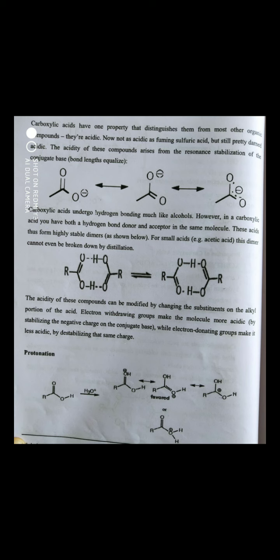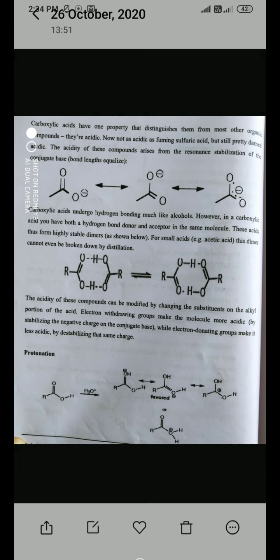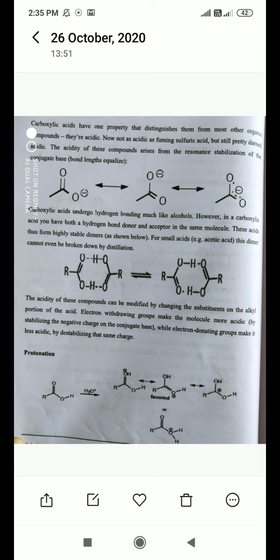The acidity of this compound arises from the resonance stabilization of the conjugate base. This means generally any acid which produces its conjugate base. Here, just look at the screen. This carboxylate ion, COO minus, produces two resonating structures. Here one oxygen gets the negative charge, whereas the other oxygen is bonded to the carbon atom with a double bond.